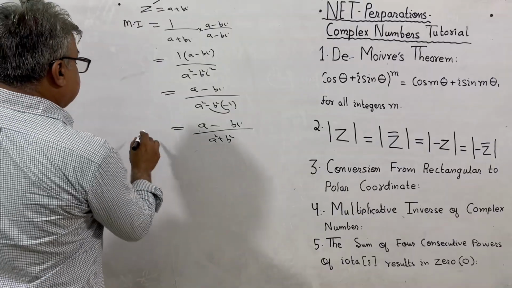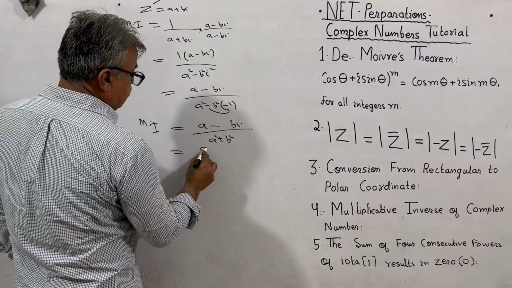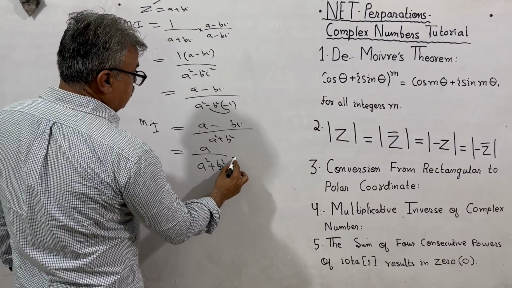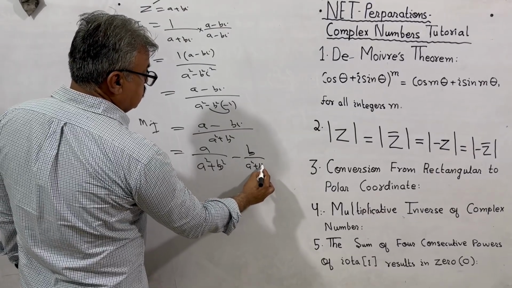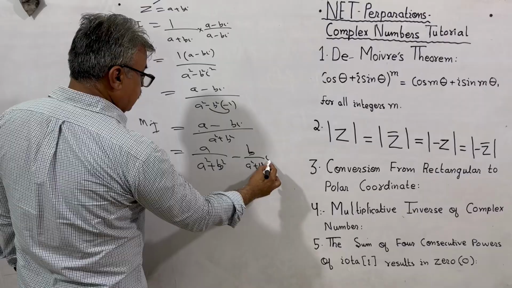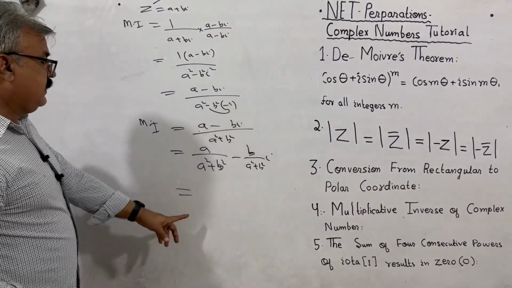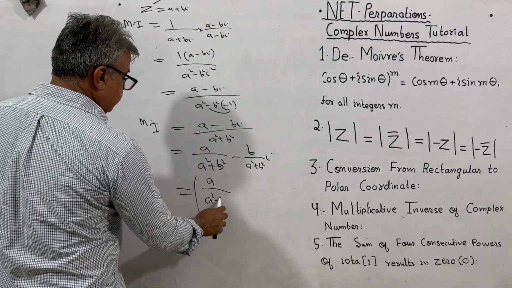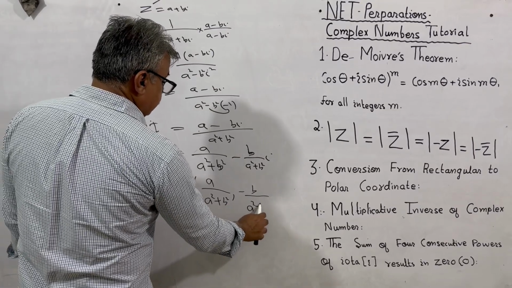Writing the complex number in its standard form, separating the real and imaginary parts: that's our real part, a divided by a square plus b square, minus b over a square plus b square iota. Okay, that is the normal way of writing the multiplicative inverse of a complex number.